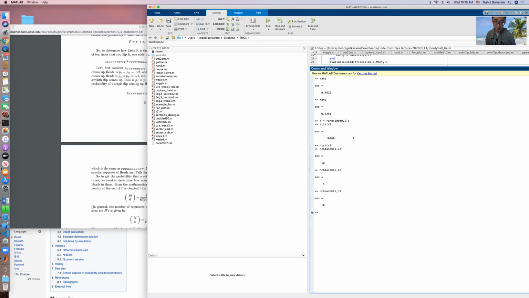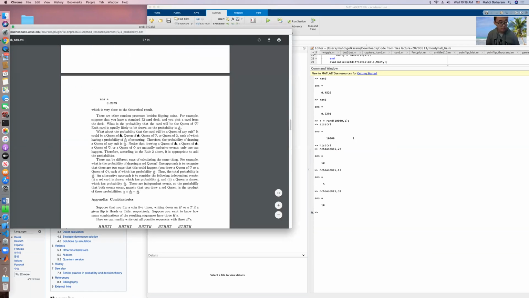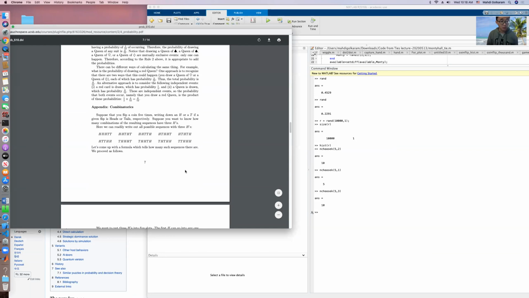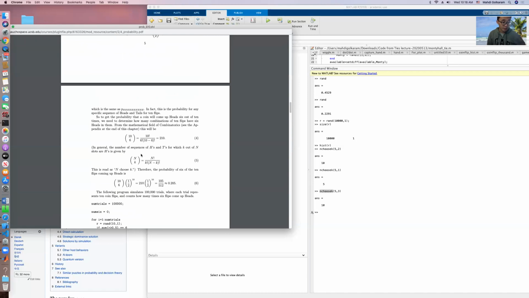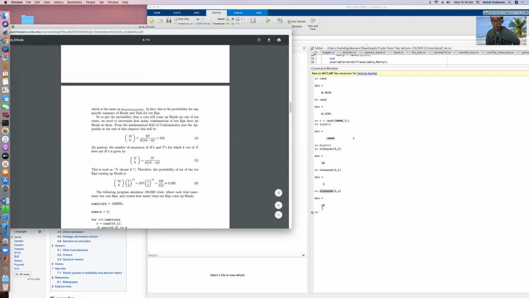And for the details of how this n choose k works, there is an appendix here. So I won't go into too much detail. Basically, the formula to calculate n choose k is n factorial divided by k factorial times n minus k factorial. And Matlab has a built-in function for you to use, so that's very convenient.